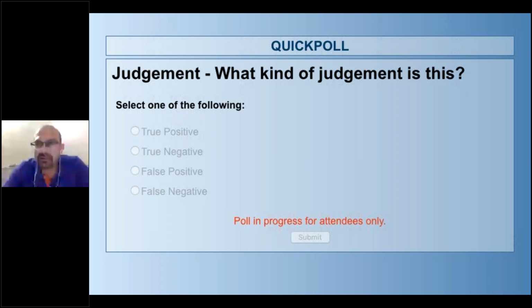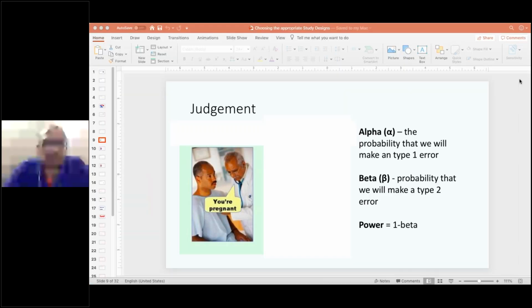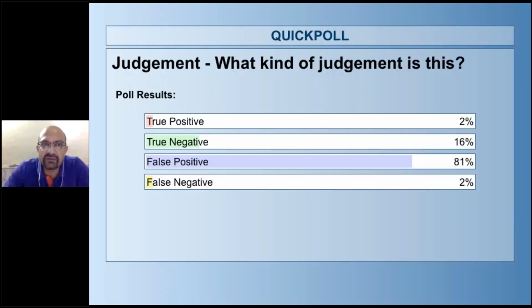Right. So I'm sharing the results with you. Almost 81% of you have correctly identified this as a false positive. Obviously, if you see this, it's a male patient and he cannot be pregnant. So the judgment is false, and it's a positive judgment that he's pregnant. So it's a false positive judgment. But if you look at this, the error being made is the type 1 error.